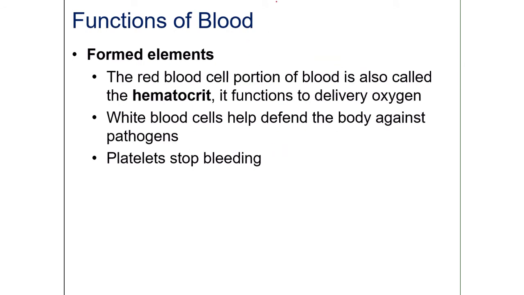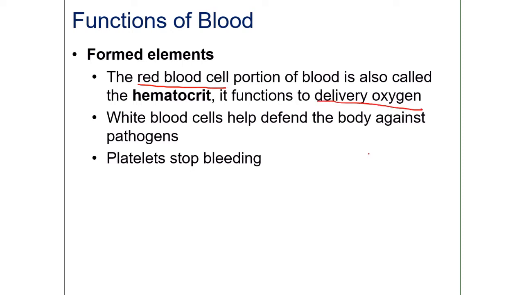So functions of blood, well, we have three different types of formed elements. These are the cellular component of your blood. They make up 55% of your total blood volume. Of that, a majority of it would be the red blood cells, RBCs. They are also called the hematocrit. The main function of the hematocrit, the red blood cell portion of the blood, is to deliver oxygen.